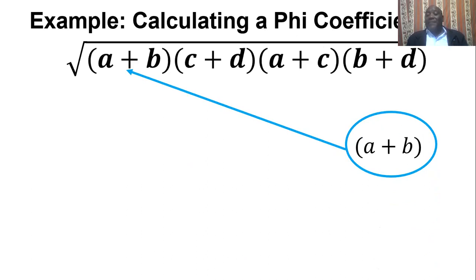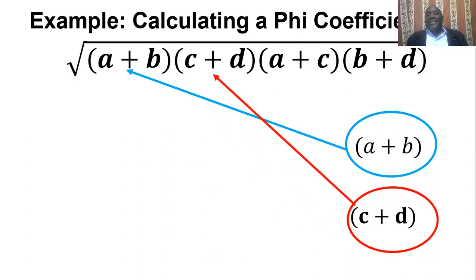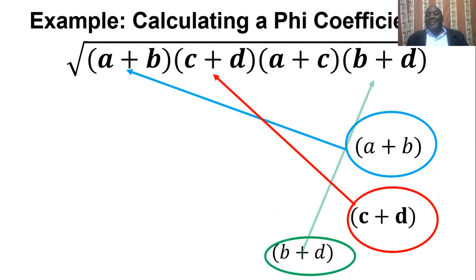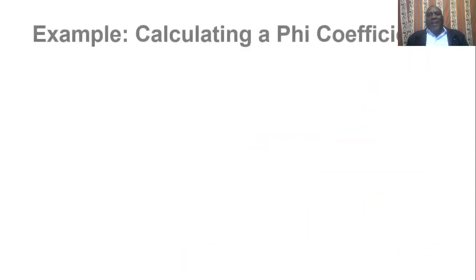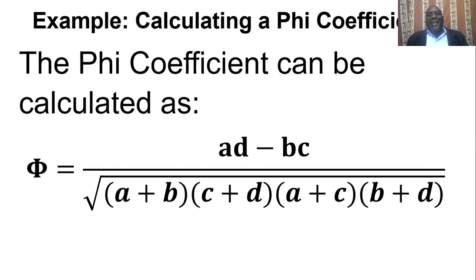A plus B, C plus D, B plus D, and then A plus C. All of them having been taken to our formula. We are now able to have our formula as phi equals AD minus BC in our numerator, divided by what goes to our denominator: the root of A plus B bracket, C plus D bracket, A plus C bracket, and B plus D bracket.